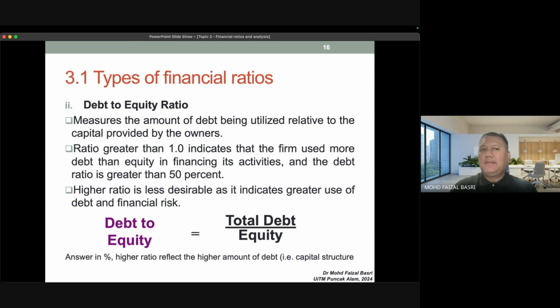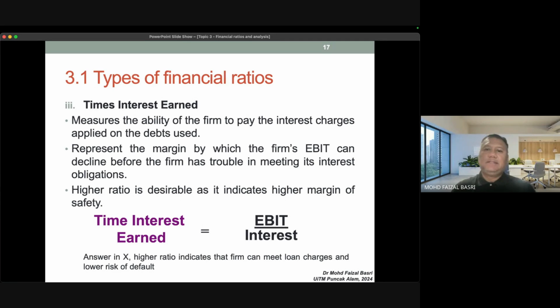Alright, and the third ratio under this leverage is called times interest earned. So for times interest earned, unlike the first two, it is not measured in percentage. It goes back like the first liquidity ratios. The answer will be in times. And whenever the measurement is in times, we want the ratio to be as high as possible. So the higher the ratio, the better. For leverage, the times interest earned is different from the first two, whereby the higher the ratio, the better for this case.